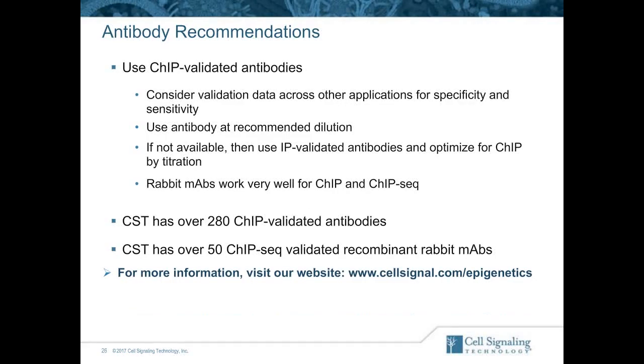So finally, I'd like to summarize the last part of my talk, talking about the use of ChIP-validated antibodies in the assay. So when using an antibody, always use a ChIP-validated antibody if possible. But look at the data across other applications to look at specificity and sensitivity. Use the antibody at recommended dilutions if it's already provided. If not available, try using IP-validated antibodies, but optimize for ChIP by titration. And again, rabbit monoclonal antibodies work very well in ChIP and ChIP-seq. At CST, we have over 280 ChIP-validated antibodies, and over 50 of those are ChIP-seq validated rabbit monoclonal antibodies.